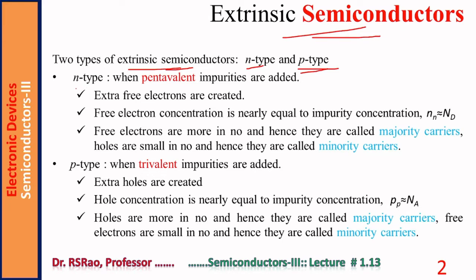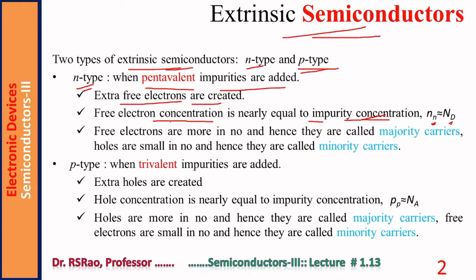A few points regarding N-type extrinsic semiconductor. It comes into being when pentavalent impurities are added. After addition, extra free electrons come into being, and this extra free electron concentration is nearly equal to impurity concentration. NN is equal to ND. ND means donor impurity concentration. NN means free electron concentration in the N-type slab.